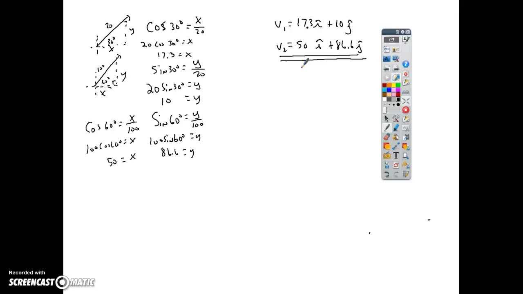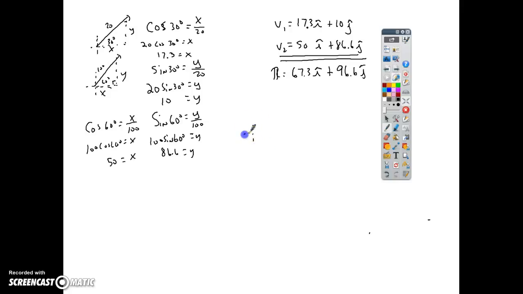Okay, ready? So add them up. What do I get? 67.3 I hat plus 96.6 j hat. And what are those? They are the components of the resultant, right? It's how far it goes to the right and how far it goes up for my resultant.